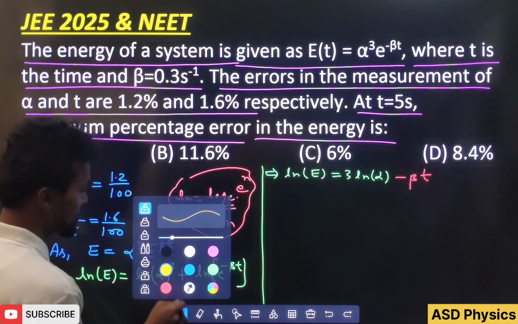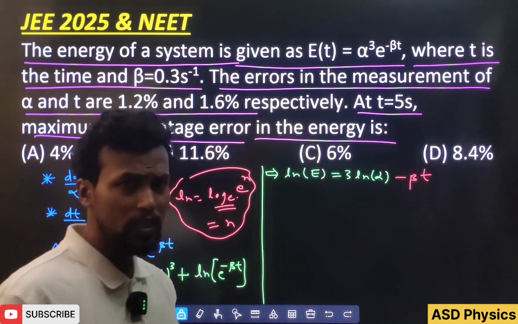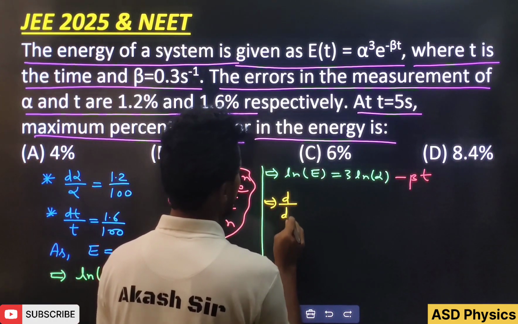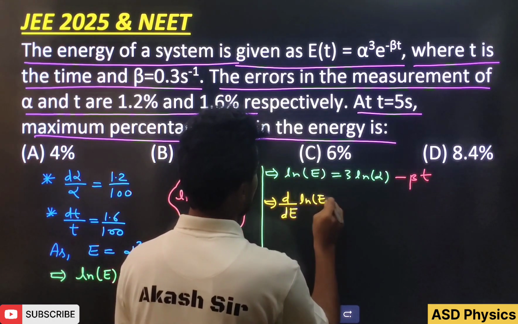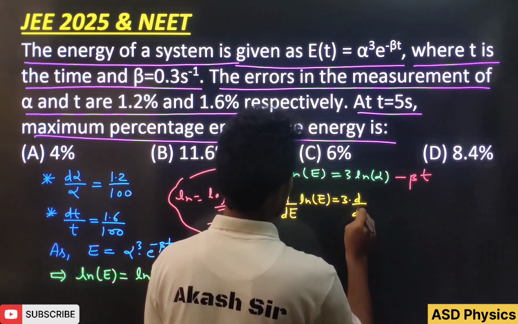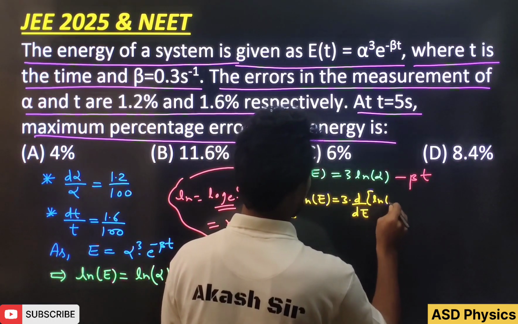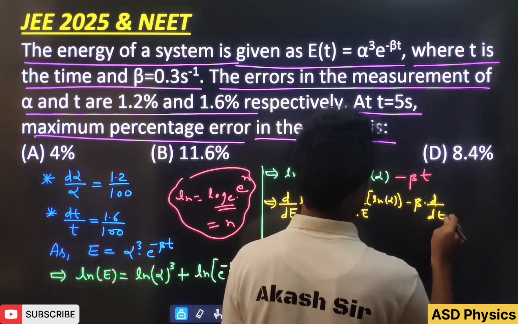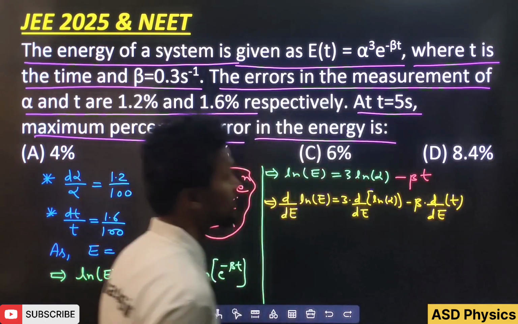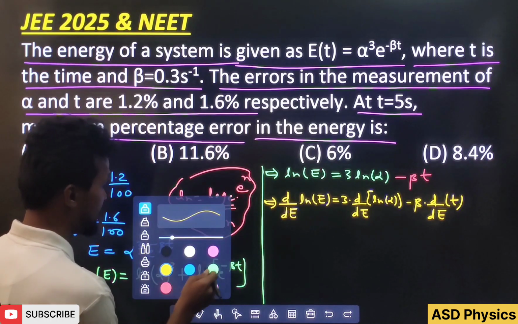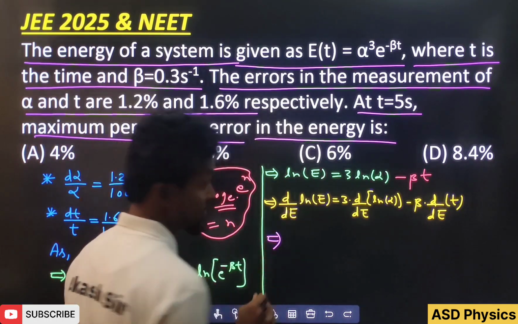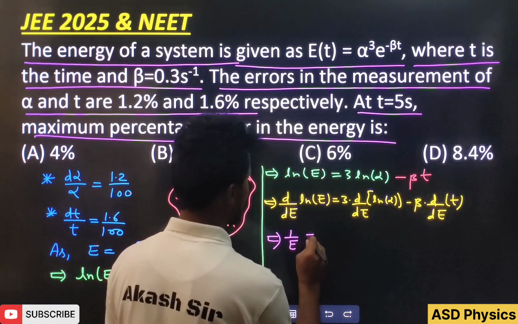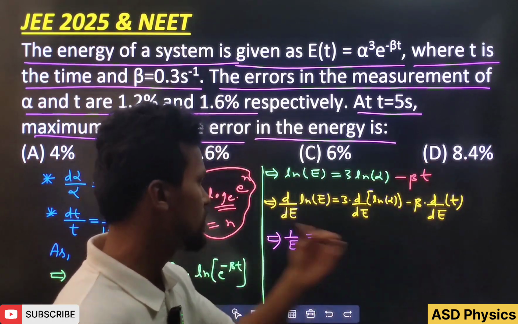Okay, now students, after that anyhow we are going to do the differentiation, because we have the logarithm now. So see the next one here. d by dE of ln E is given by 3 d by dE of ln alpha, okay, minus beta is constant, d by dE of t. Now d by dE of t, both the sides we have done d by dE, okay. Now students, we have to be very careful about mistakes, okay. So d by dE of ln E is how much? We know, 1 by E. d by dx of ln x means 1 by x.